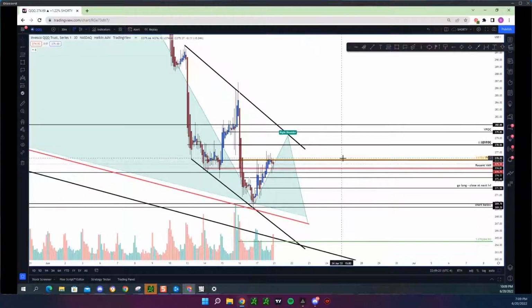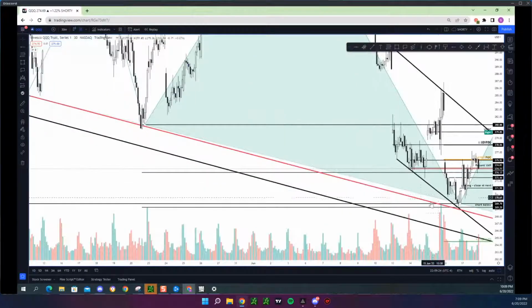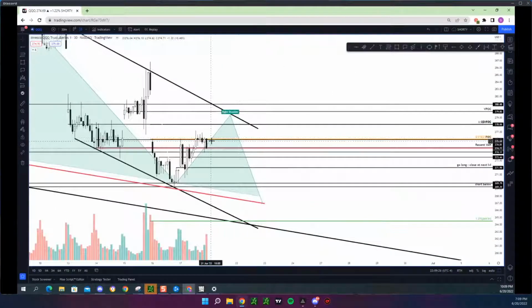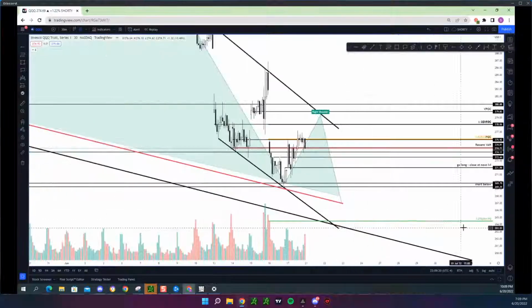But it's rejecting the 61.8 right now perfectly here. If you guys look, you see that POC and 61.8 lined up perfectly. And then our target would be about 264. So let's see how we play this out.